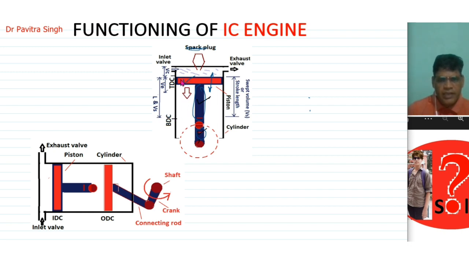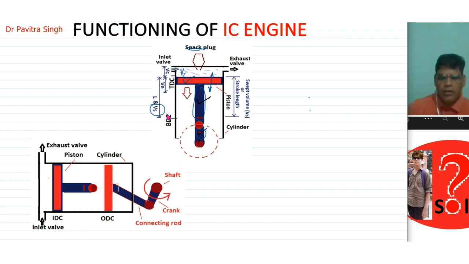The piston moves from TDC to BDC and BDC to TDC, and this length is called stroke length. The volume covered by the piston during its movement from TDC to BDC is called swept volume, and the volume above the piston is called clearance volume. This is the clearance volume VC, from here to here is the swept volume VS, and this length is the stroke length L.